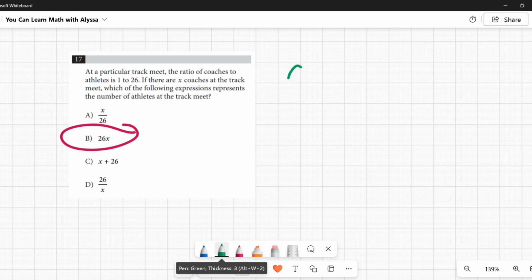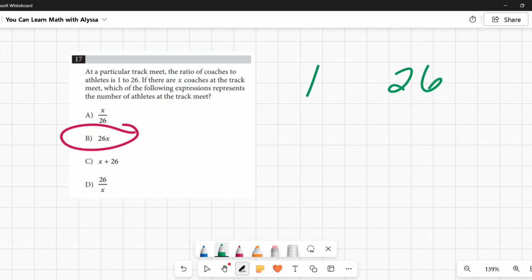So if you said coaches to athletes, it's 1 to 26. So for every one coach, there are 26 athletes. You can just start plugging numbers in if you want to. Totally fine. So if there's one coach, there would be 26 athletes because it's 1 to 26. If there are 2 coaches, then there would have to be 52 athletes. Then for 3, there'd be 78.